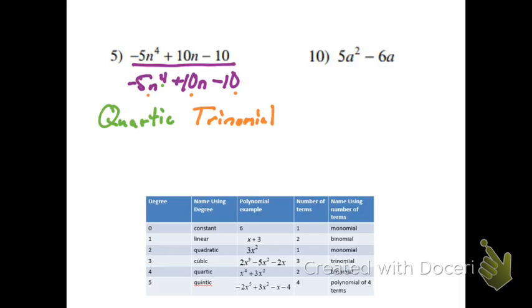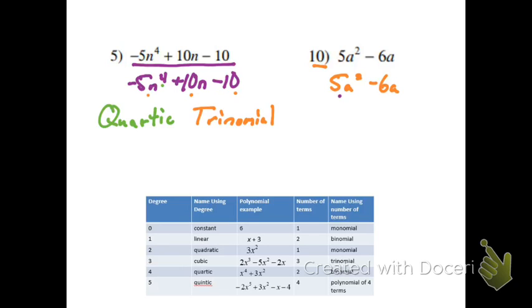Now, on the number 10. So the number 10 should be the second problem that you see, that I see on your homework assignment. Not 1, not 2. The second problem is number 10. So this will be 5a to the second minus 6a. So I rewrote it. You should be able to do the same.